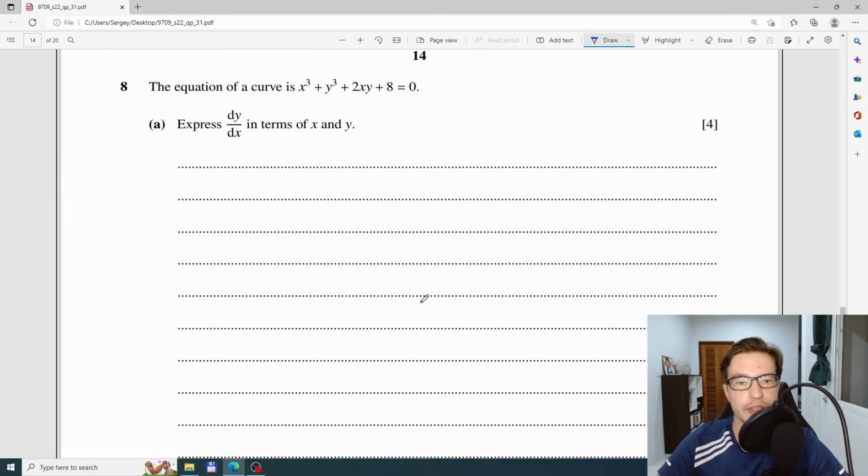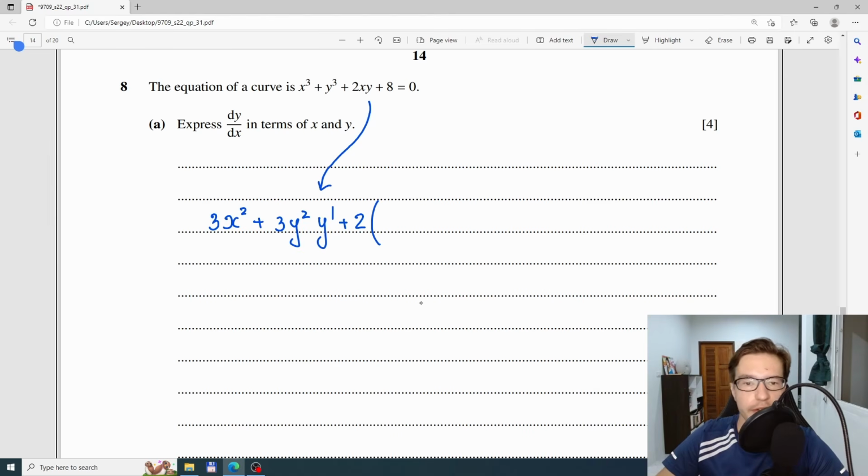Question 8 is about implicit differentiation. We have to find dy over dx in terms of x and y. So let's differentiate the left side and the right side of this equation with respect to x. We'll have 3x squared plus 3y squared times y derivative plus 2 times, now we're going to use the product rule, derivative of x is 1, let's get y, plus y derivative times x, and the derivative of 8 is 0, that equals 0.